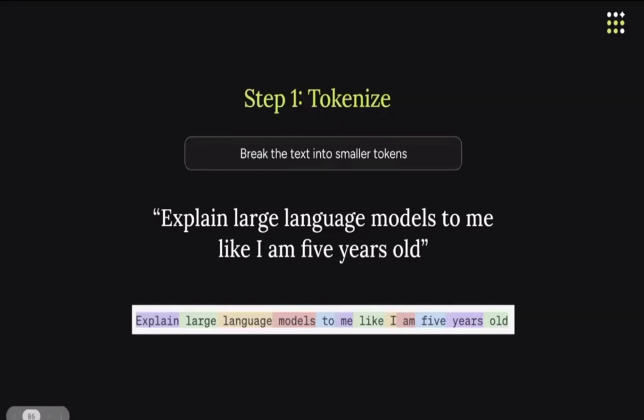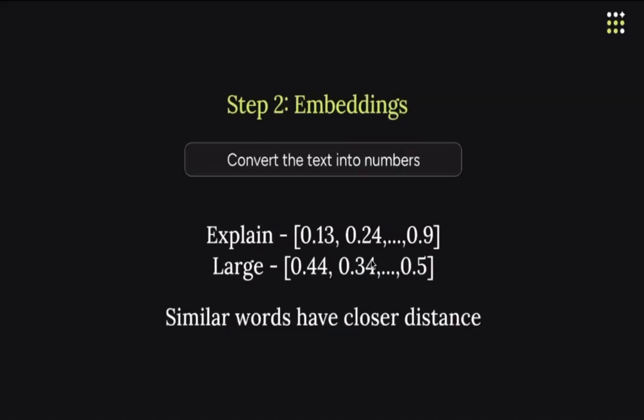For example, in this case, you can see different color coding that has happened. Explain is color coded differently, large is different, language is different, models is different. What is happening here? It broke down our whole prompt into smaller chunks called tokens. Once it has converted them into tokens, the next step is it translates them into a language that it understands, and it is called embeddings.